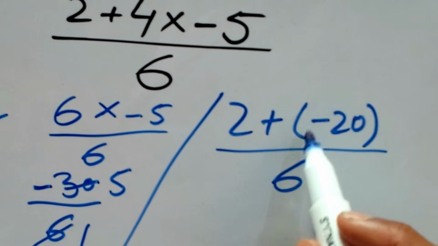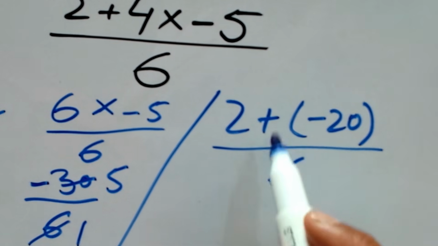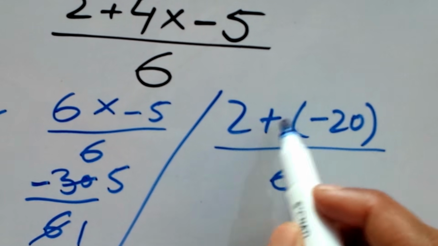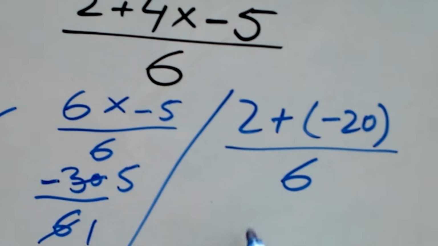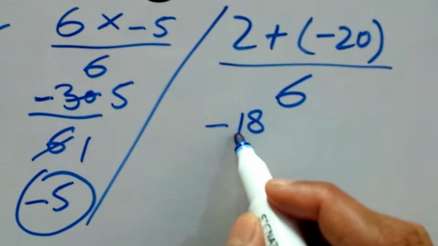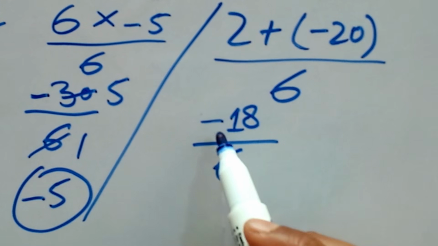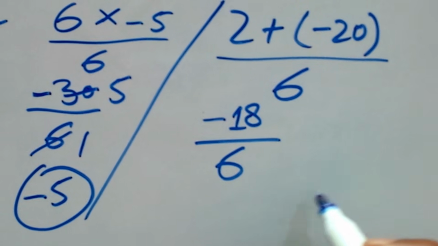Now we have 2 plus, and inside the parenthesis minus 20, and minus and plus minus, right? So minus 18. Keep the negative sign and divide by 6. So now minus 18 divided by 6 equals minus 3.